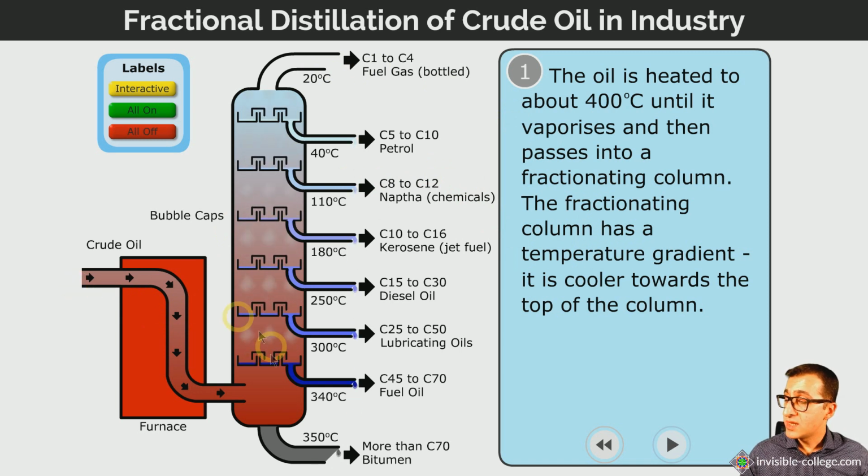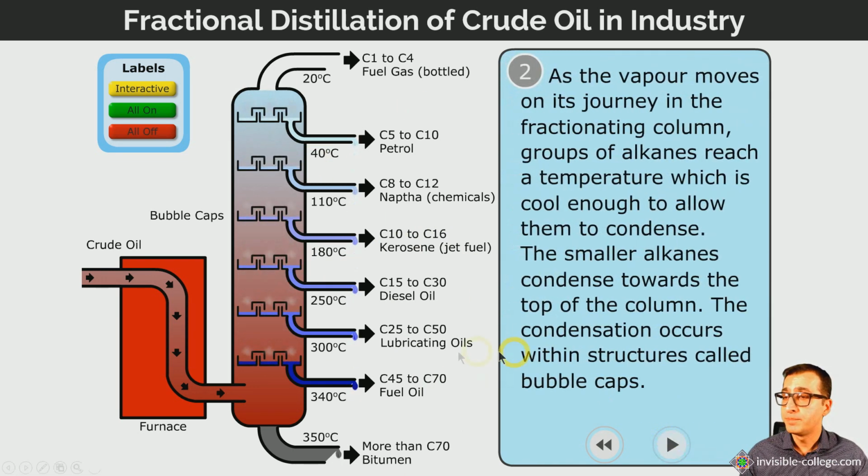So this fractionating column has a temperature gradient across it, from the highest temperatures at the bottom to the lowest temperatures at the top. And at specific levels along the fractionating column, the engineers will place these arrangements called bubble caps. These bubble caps are designed to help these substances condense at their respective condensation point temperatures. So the fractionating column has a temperature gradient. It's cooler towards the top of the column.